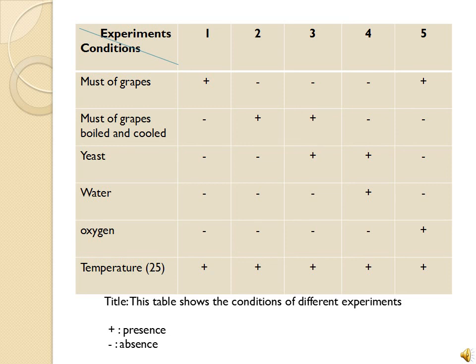So after I finish, don't forget to write the title or you will lose grades. And don't forget to put that plus means presence and minus means absence, or you also lose grades. These are the components a conditional table must have. The title is: this table shows the conditions of different experiments. Plus means presence and minus means absence. Please don't forget these two notes.